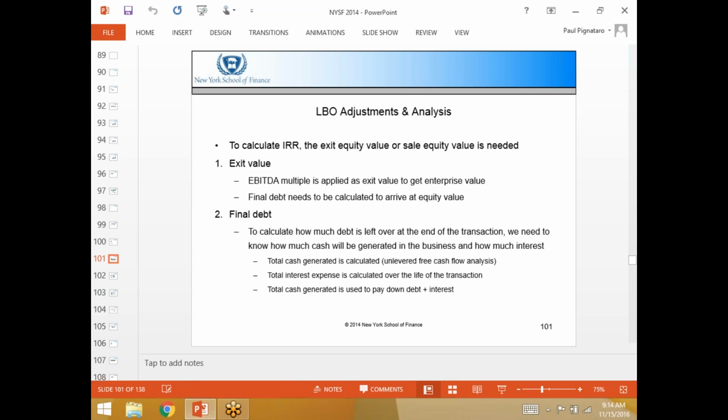And then the total sources, which is some combination of debt and equity. Now what? Step 3, the adjustments. What is our goal here? Maximize the IRR. We want to know our return. Our return on what? Equity, the investment. This is what we put in. What's our return over time? There's a couple things we need to do to figure out our return.